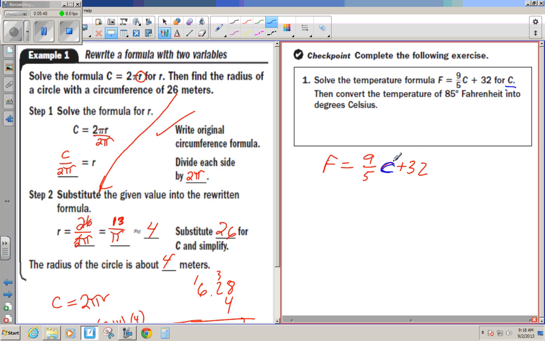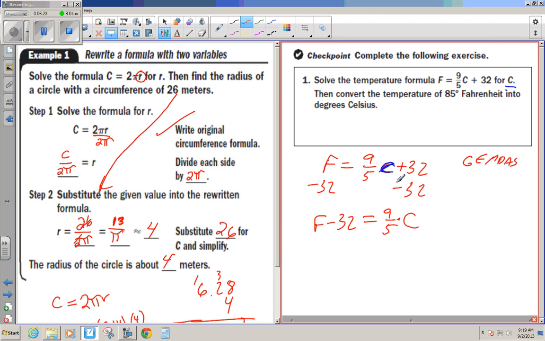So we have to undo operations that are happening in here, in the order of operations backwards. Get rid of addition and subtraction. So we subtract 32 from both sides first. And now we have to get rid of multiplication.